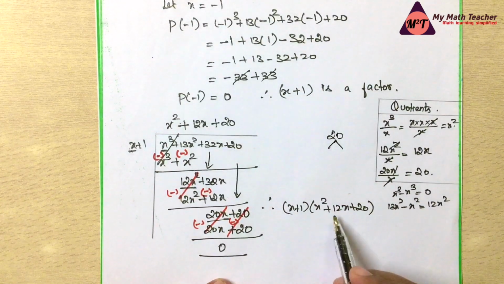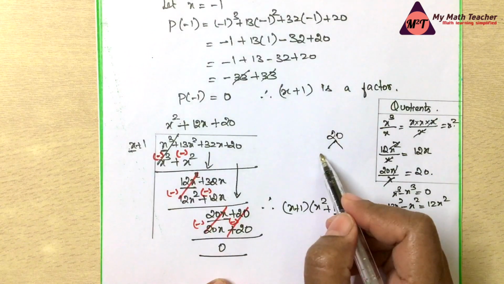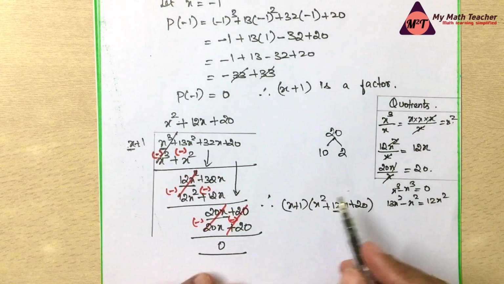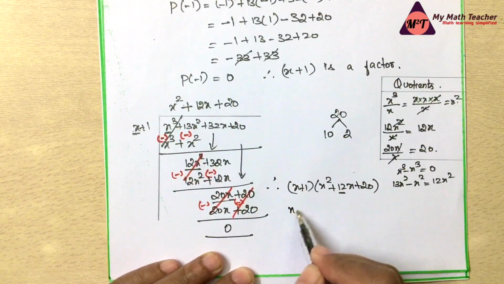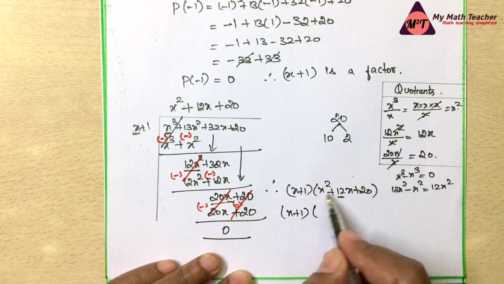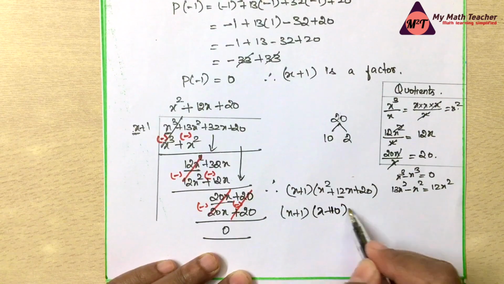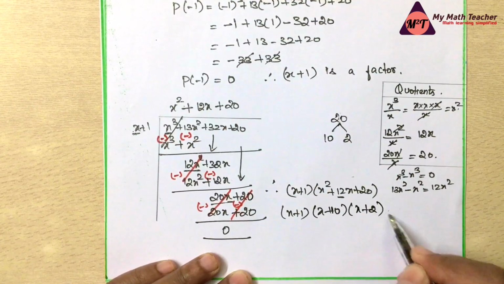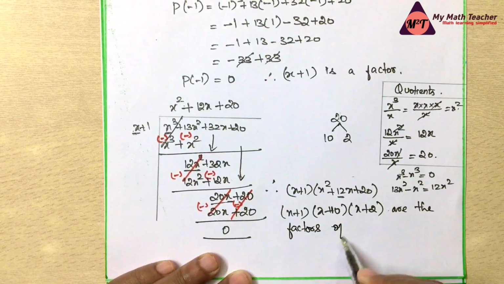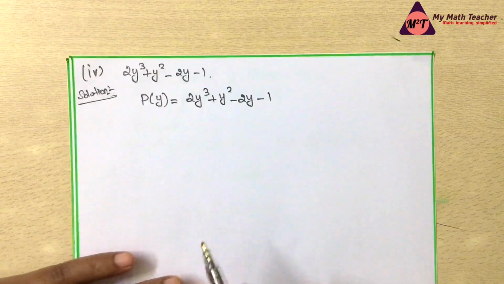Think of two numbers. When you multiply, you should get 20. When you add, you should get 12. So it is very clear, 10 and 2. 10 twos are 20. 10 plus 2 is 12. Now you can write, therefore x plus 1 into, we can straight away write like this. The variable is x plus 10 into x plus 2 are the factors of p of x.